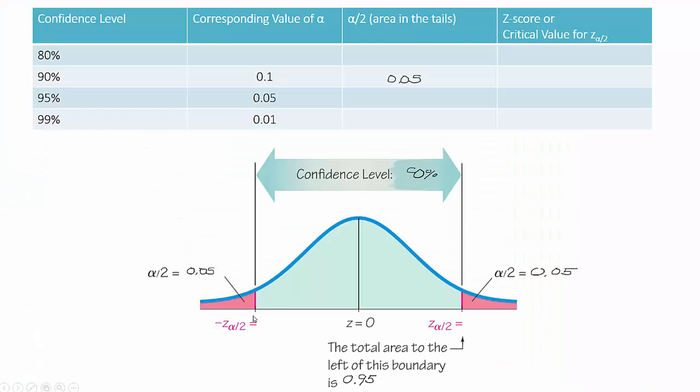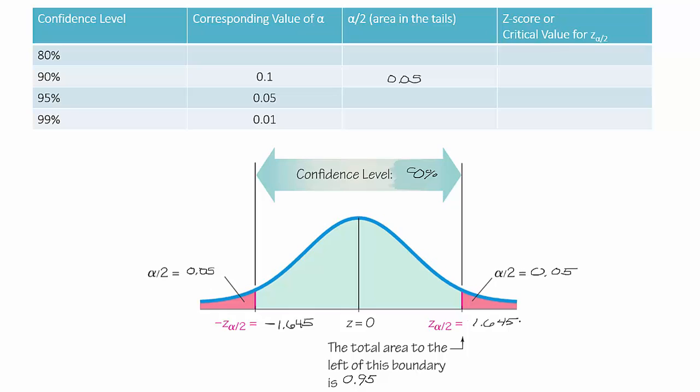1.645. So coming back to my drawing, this z-score was negative 1.645, and this z-score was positive 1.645. And that makes perfect sense because we know that the normal curve is symmetric, so finding the same z-score makes sense.